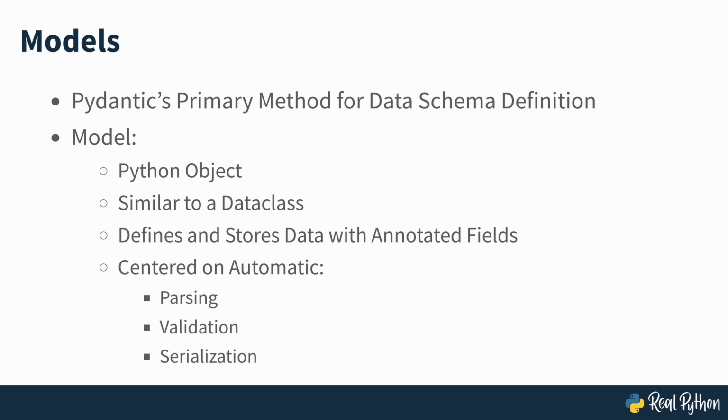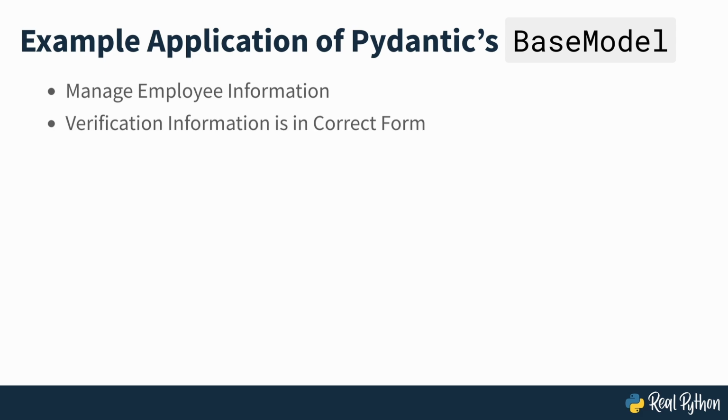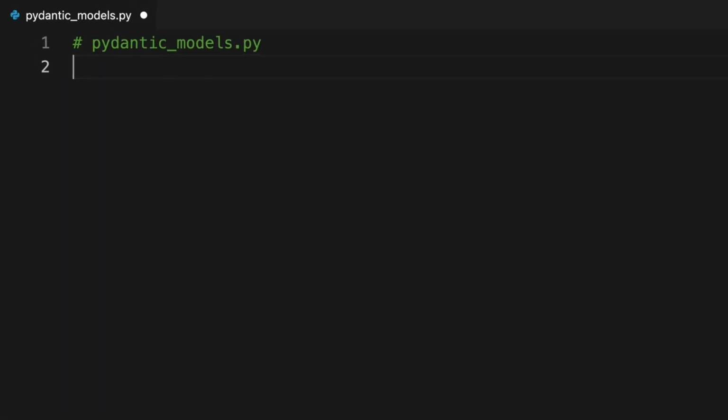Let's say you're building an application used by a human resources department to manage employee information, and you need a way to verify that new employee information is in the correct form. For example, each employee should have an ID, name, email, date of birth, salary, department, and benefit selection. And this is a perfect use case for a Pydantic model. To define your employee model, you create a class that inherits from Pydantic's base model.